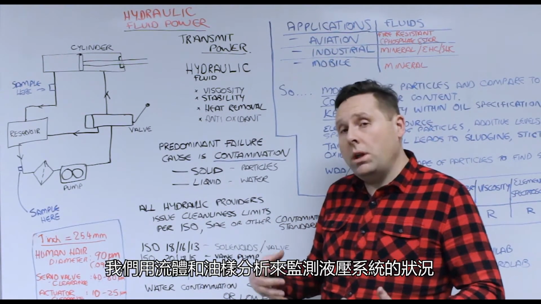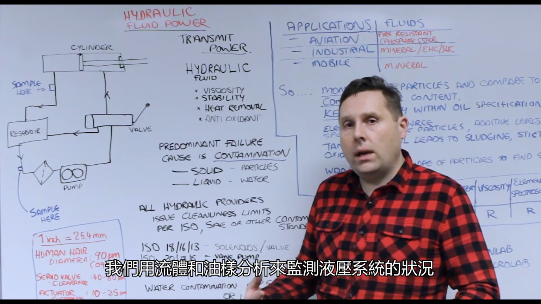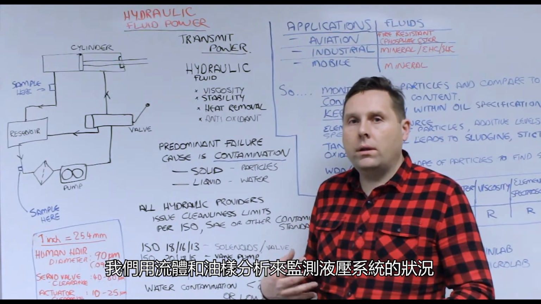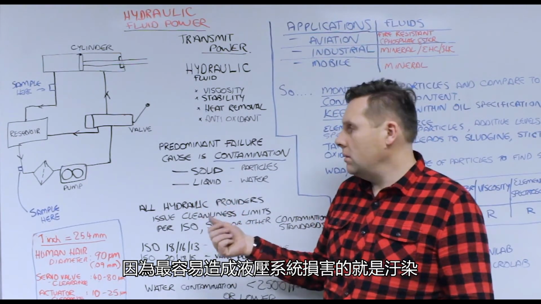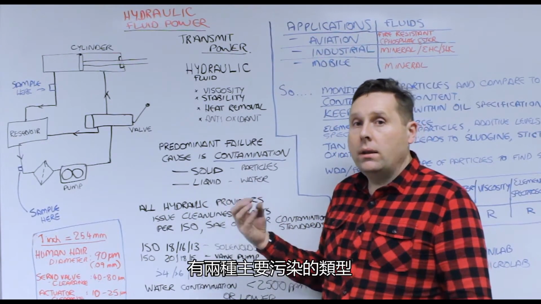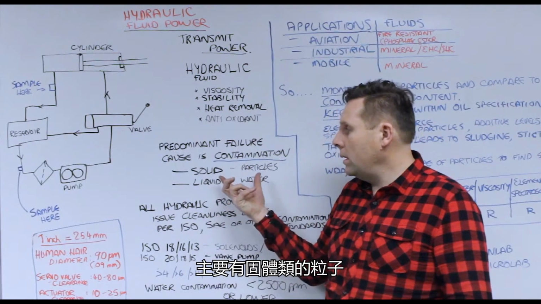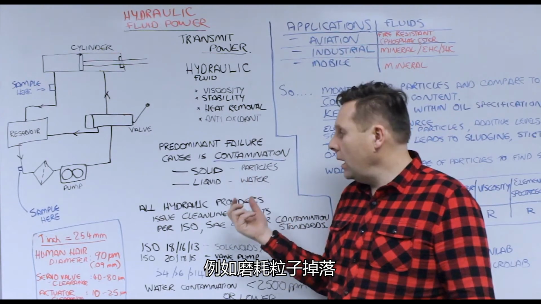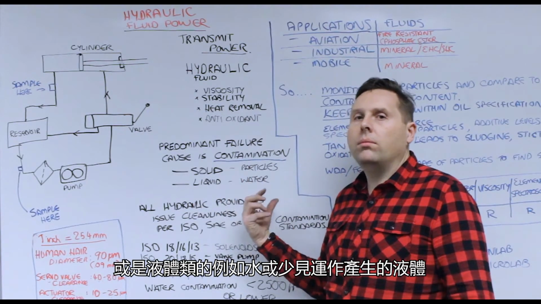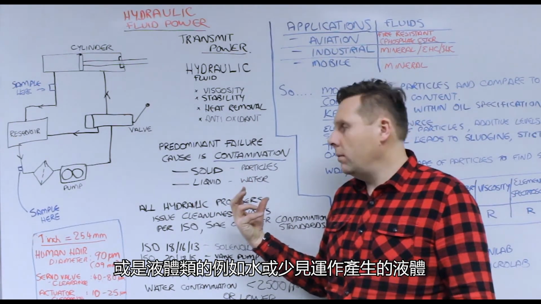We use fluid analysis and oil analysis to monitor the quality of hydraulic systems because the predominant failure for a hydraulic system is related to contamination. There are two major types. The most predominant is solid contamination, i.e. particles or wear particles getting in, or liquid, water, or some sort of other rare process fluid.